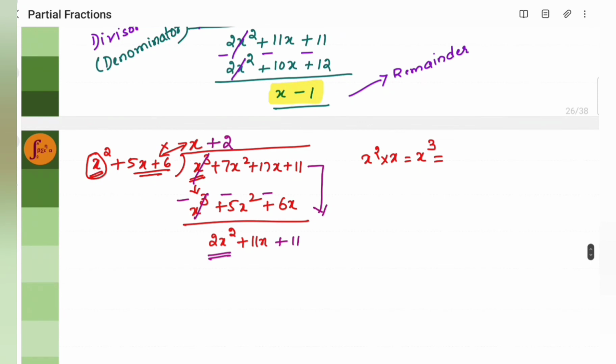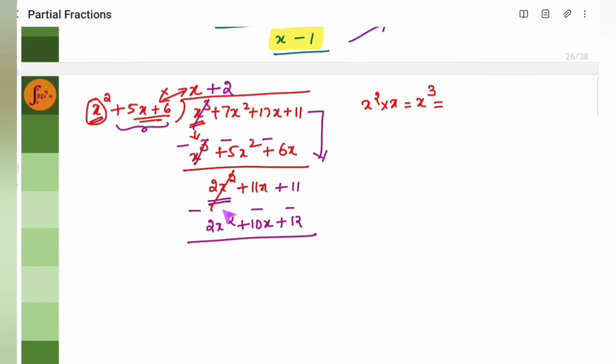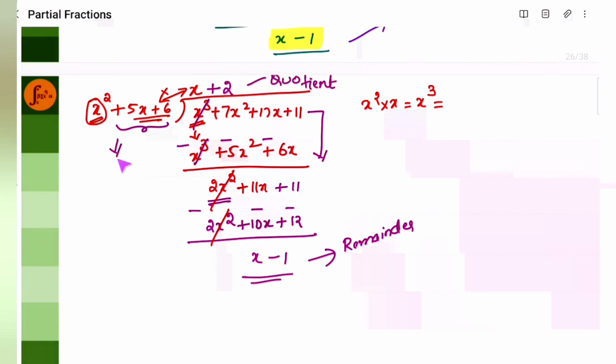Now let me multiply this entire thing with 2. So I'll get 2x square. 5x into 2 is 10x. 6 into 2 is 12. Now let's subtract. This will get cancelled, and I'll get 11x minus 10x is x. 11 minus 12 is minus 1. Now there is nothing to carry forward, so I end it here. This is the remainder, right? This is the quotient. And this is the denominator or divisor.